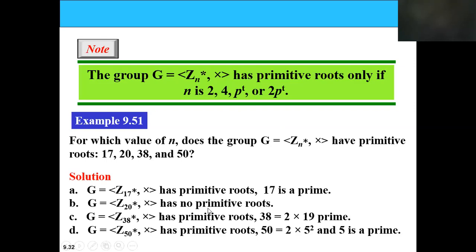20 has no primitive root because it cannot be written in any of these forms. 38 has a primitive root because 38 can be written as 2 into 19, and here t is 1. 50 has primitive roots because 50 can be written as 2 into 5 to the power 2, and 5 is prime.